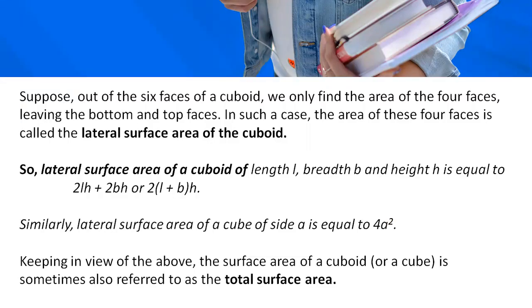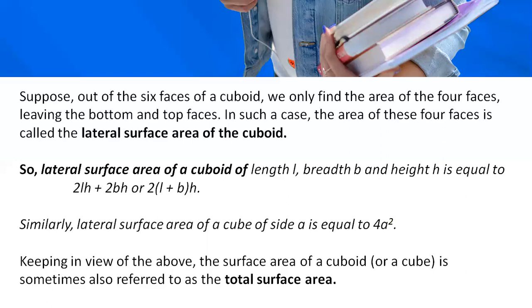Suppose out of these 6 faces of the cuboid, we only find the area of the 4 faces, leaving the bottom and top face. In such cases, the area of these 4 faces is called the lateral surface area of the cuboid. So the lateral surface area of the cuboid of length L, breadth B and height H is equal to 2LH plus 2BH, or 2(L + B)H. Similarly, the lateral surface area of a cube of side A is equal to 4A².